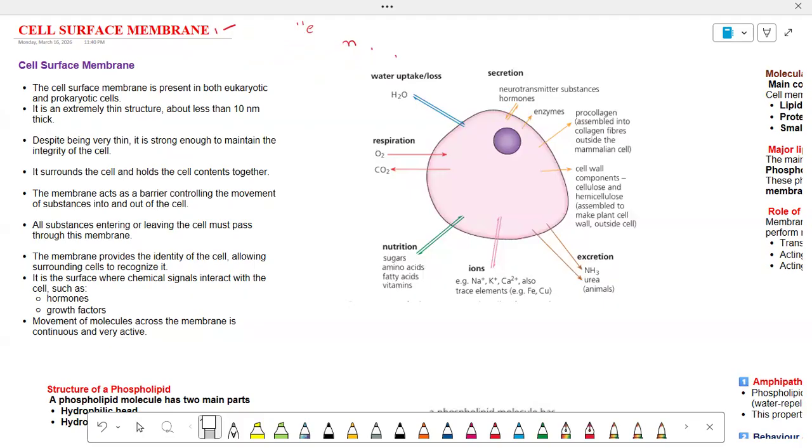cell surface membrane. The cell surface membrane is a very thin structure, about 10 nanometers thick, present outside the cell, and it is present in both eukaryotic and prokaryotic cells. Despite being very thin, as I told you, less than 10 nanometers thick, it is strong enough to maintain the integrity of the cell, which means it maintains the structure of the cell.